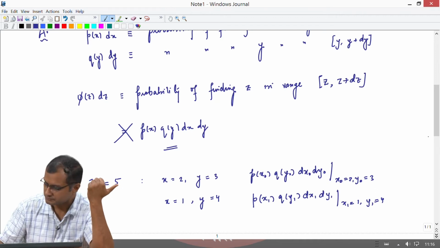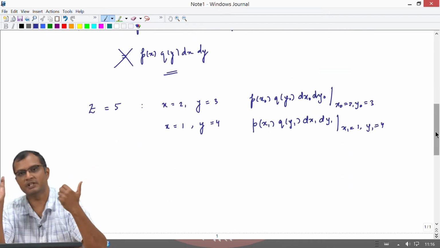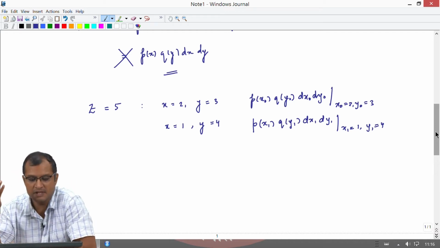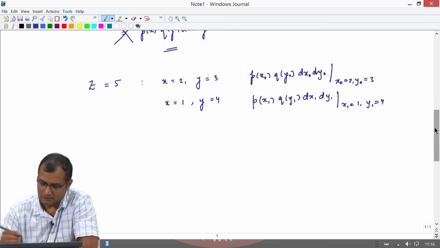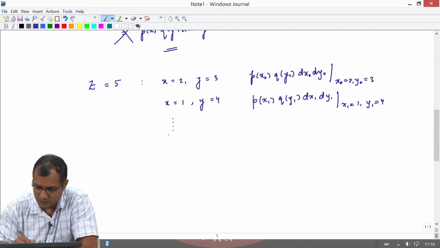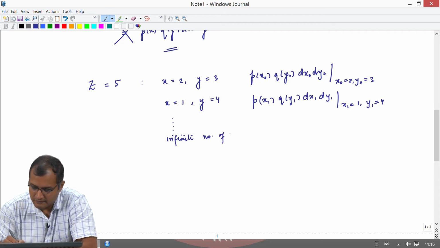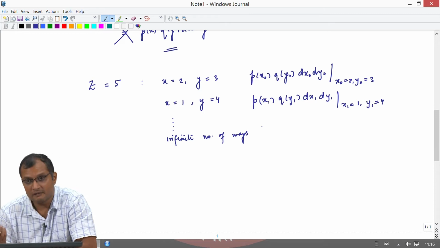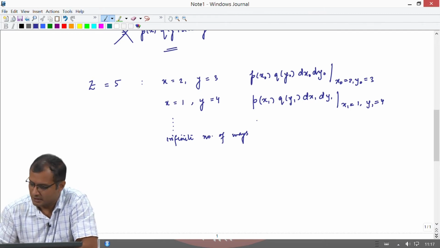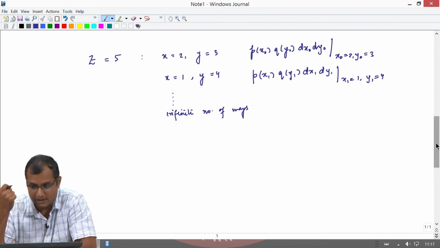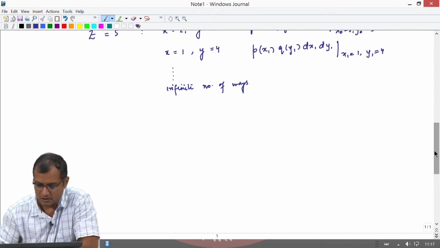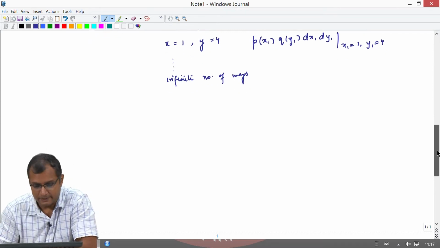That is why I can't just write down the probability of getting the sum in the neighborhood of z as p(x) q(y) dx dy. So, there are an infinite number of ways in which I can do this, as x and y are continuous variables. What I do know is that whatever probabilities I take, the sum of x plus y is constrained to be z. So, how about dealing with this problem slightly differently?